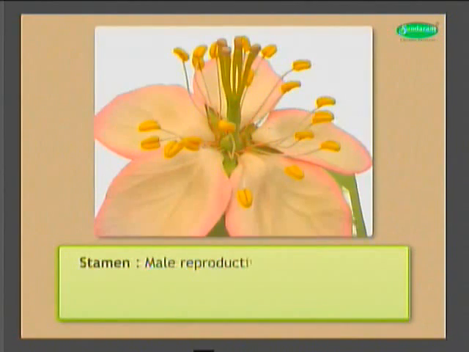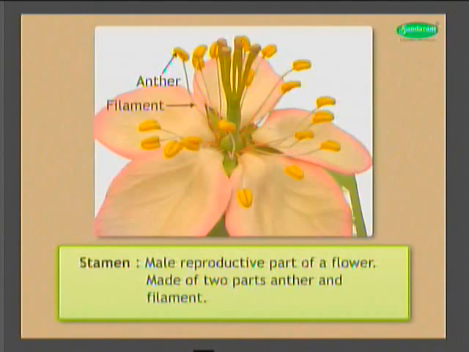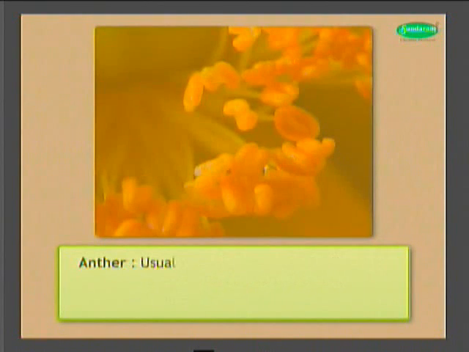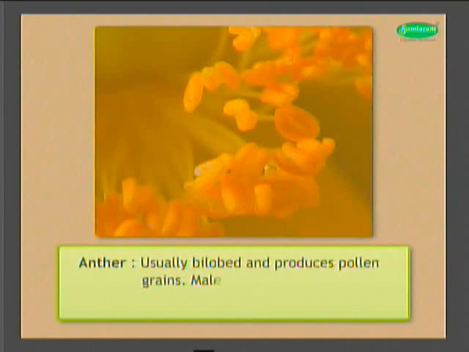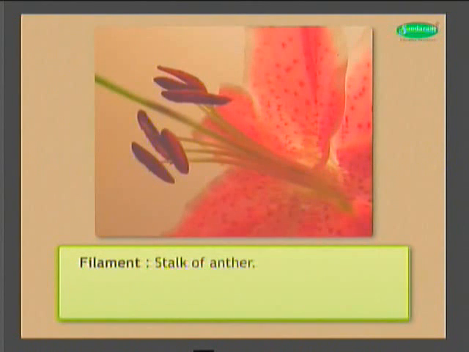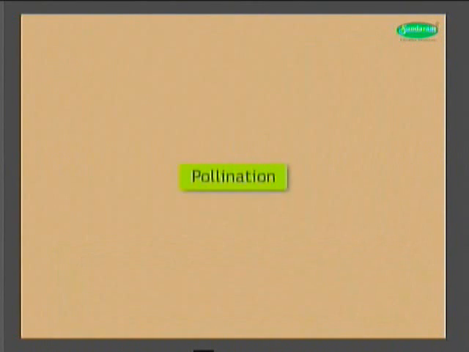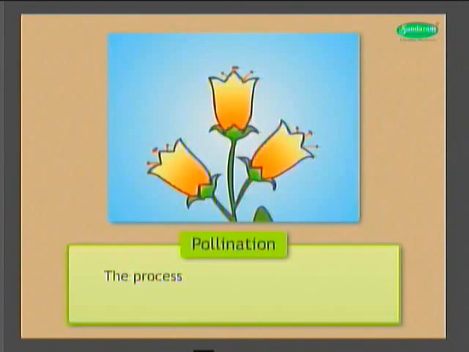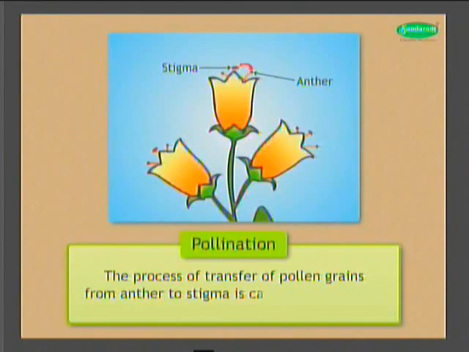Stamen, the male reproductive part of a flower, is made of 2 parts, anther and filament. Anther, usually bilobed, produces pollen grains. Male germ cells are produced by pollen grains. Filament is the stalk of the anther. Pollination: the process of transfer of pollen grains from anther to stigma is called pollination.